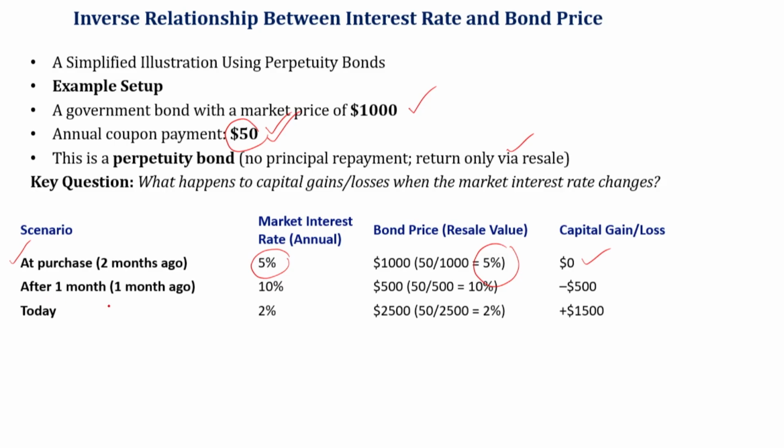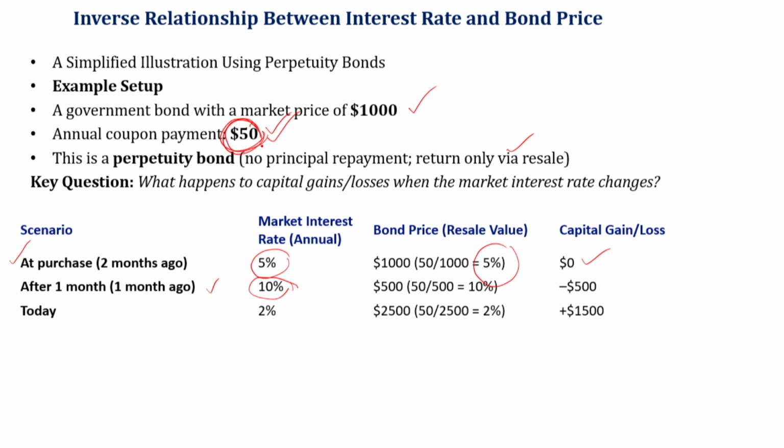But what if, after 1 month of buying, the market rate of interest becomes 10%? Anyone investing 1000 in the market is going to get $100, right? But somebody buying this bond is going to get only 50, right? So when the ongoing market rate is 10%, investing 1000 gives you 100 as the return, but this particular bond pays only 50, that is, only 5%.